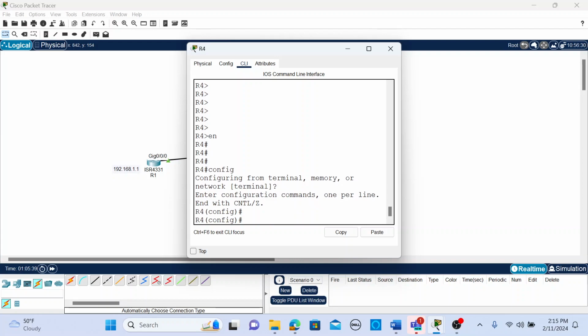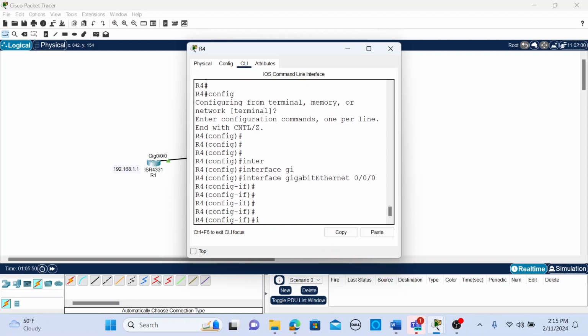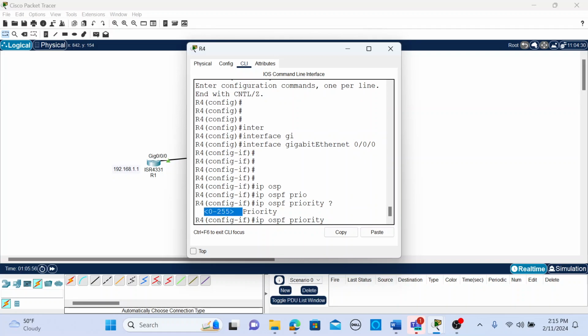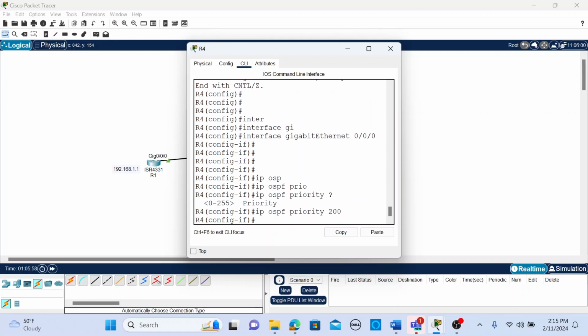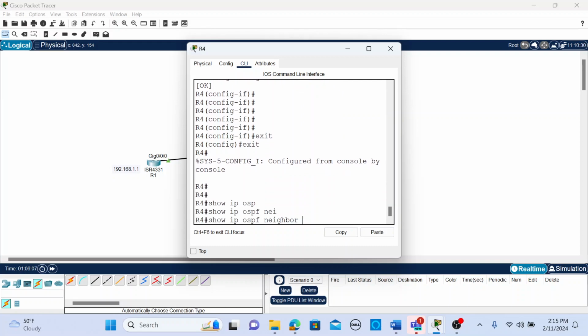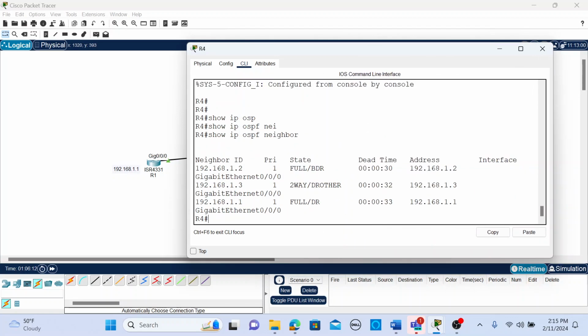So if you want to change the priority of that particular interface, you have to go onto the interface. I'm going onto the interface, and if you give ip ospf priority and a question mark, it gives you the range 0 to 255. So if you give 200, now let's see. I've changed it, so show ip ospf neighbor. 1.2, 1.3, 1.1. We are seeing 1.1 as still the DR.